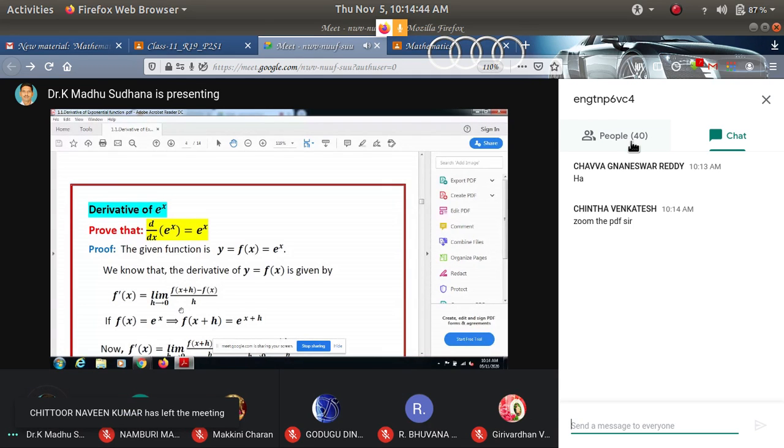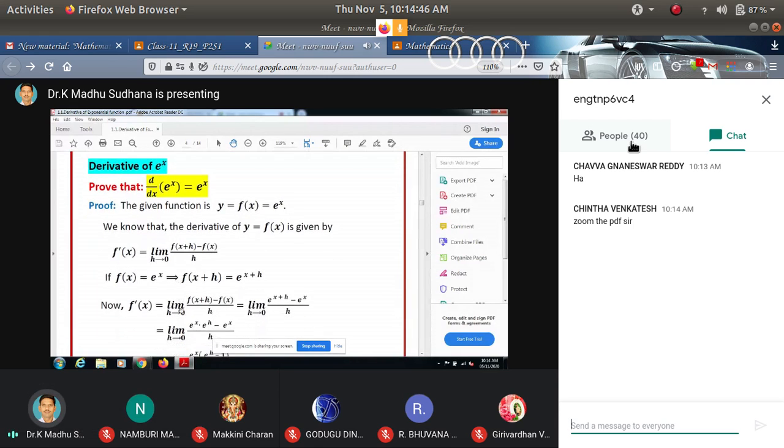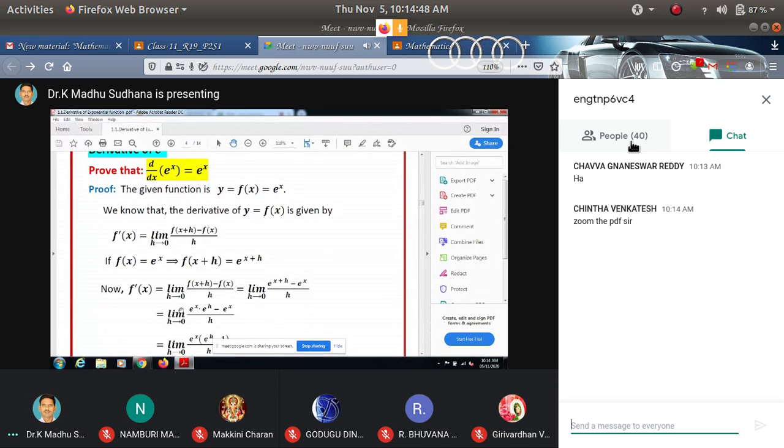So here, y equals f of x, which equals e power x. We know that the derivative of y equals f of x is given by, so we need to find f dash of x. Already, I think you know the limit concept from last semester. So f dash of x formula, what do you say? Limit h tends to 0, f of x plus h minus f of x by h. So here what is the f of x value? The f of x function equals e power x. Therefore, f of x plus h equals e power x plus h.